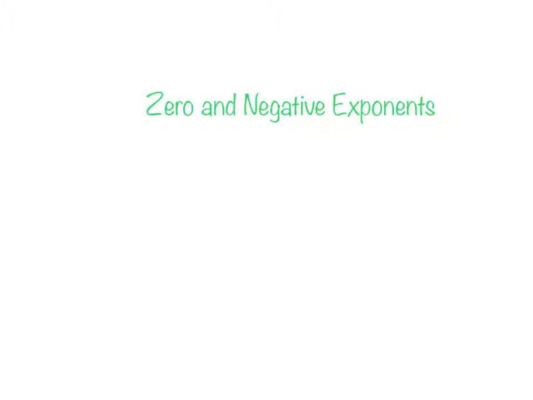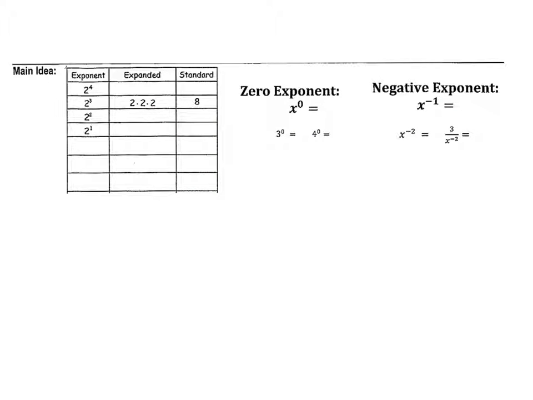So today we're going to discuss, like, what if an exponent is a 0? Something to the 0 power. Or what if something is like 5 to the negative 3 power? What happens then? So the first thing we're going to start off with is completing this chart.